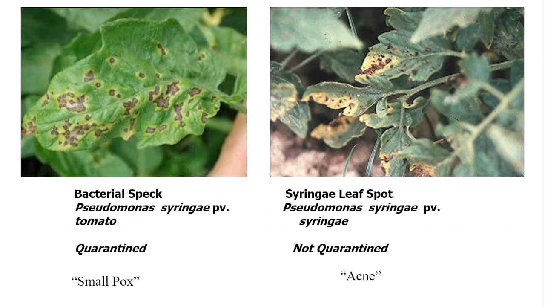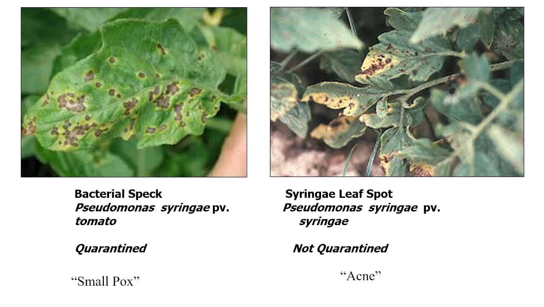Okay, with respect to bacterial diseases, there's one bacterial disease which can be a mimic of others. One is much more problematic than others. Luckily, we don't see this particular disease every year. It's called bacterial speck. Causal agent is Pseudomonas syringae pv. tomato. It is quite a quarantine pathogen, very difficult to manage.